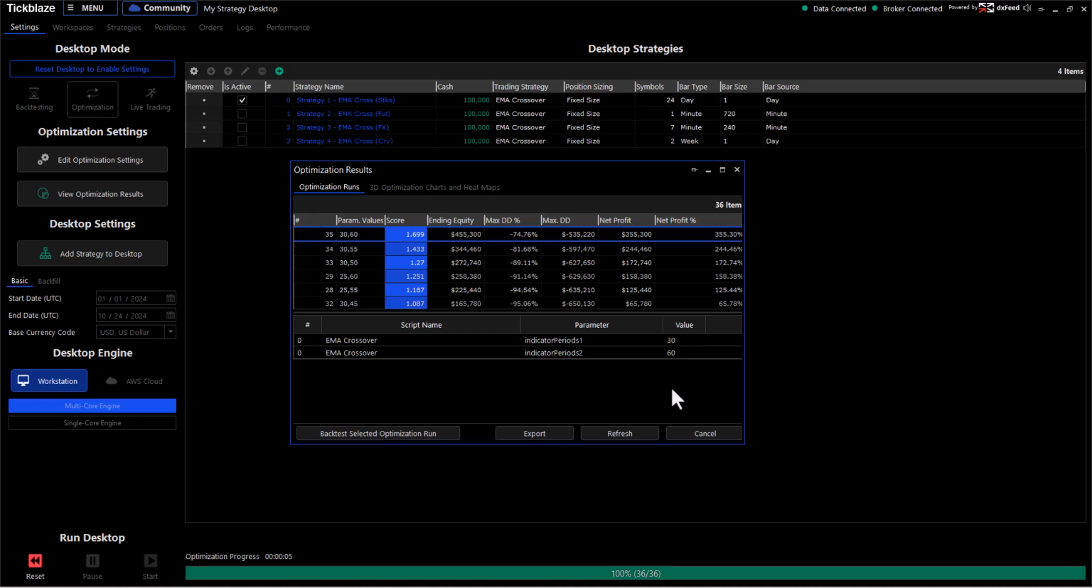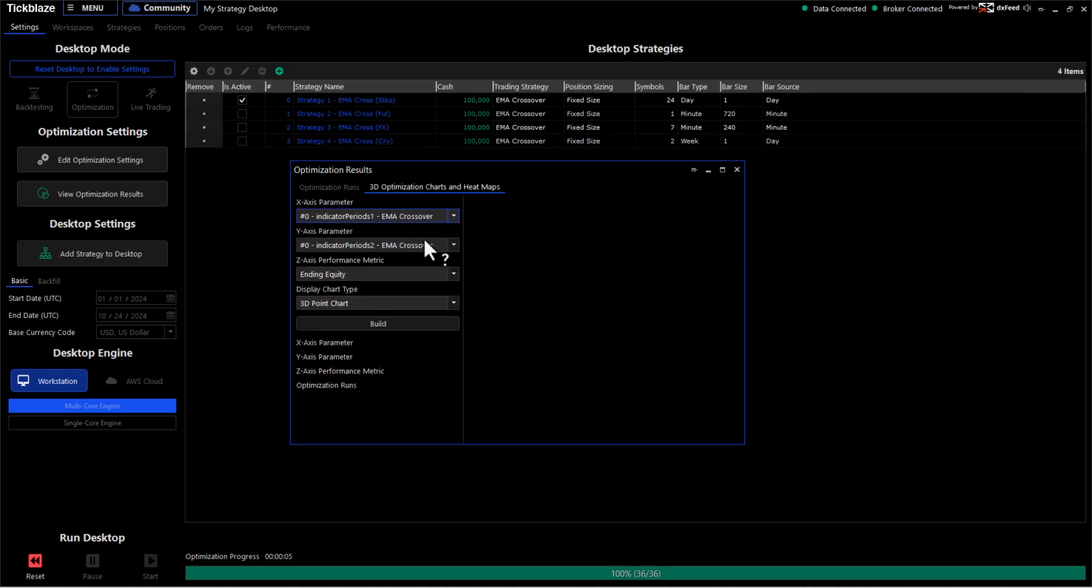Now, what's really nice about Tickblaze is that I have the ability to select backtest, and I can literally backtest that optimization run. Before we do that, I want to show you where you can actually see the 3D visual graphs, if you're somebody that really likes to look at the heat map, or the actual point graphs within the platform. Let me show you what a point chart looks like.